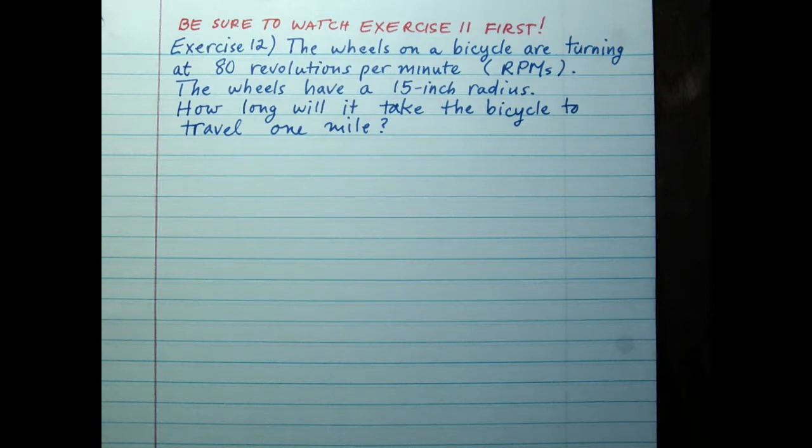Here we see that the wheels on a bicycle are turning at 80 revolutions per minute, which is often abbreviated as RPMs. So this is our first problem where we're dealing with RPMs. The wheels have a 15-inch radius. How long will it take the bicycle to travel 1 mile?